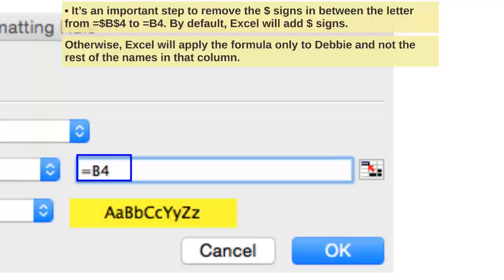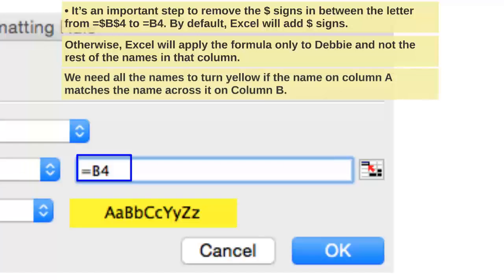Like I said, otherwise Excel will apply the formula only to Debbie MacArthur and not the rest of the names in that right-hand column. It'll make more sense when I actually show it to you in action. We need all the names to turn yellow if the name in column A matches the name in column B.